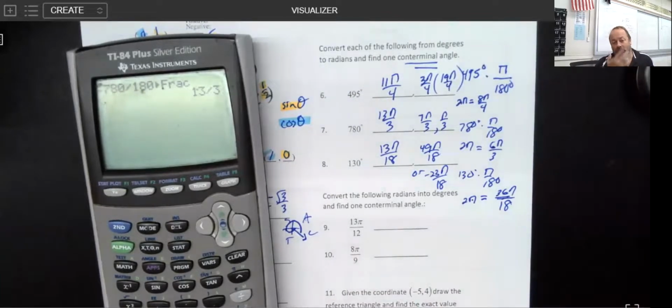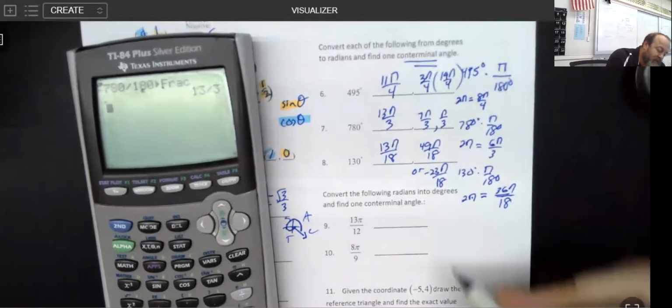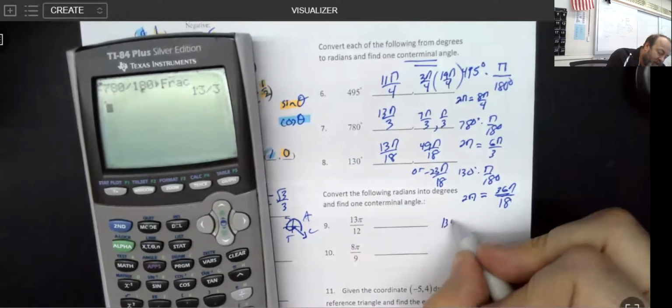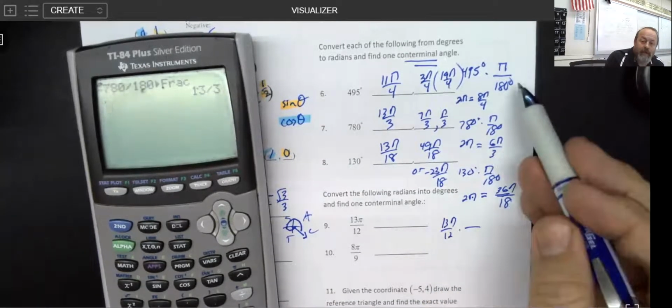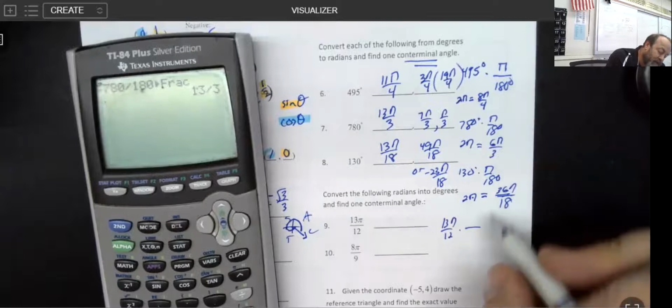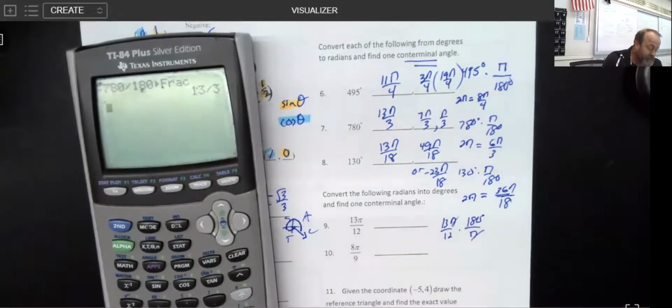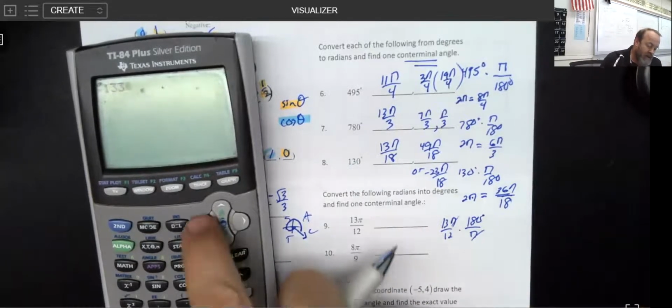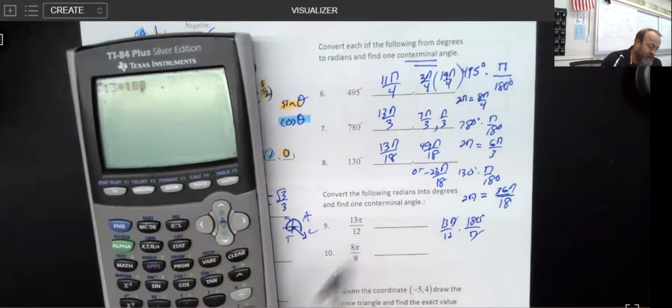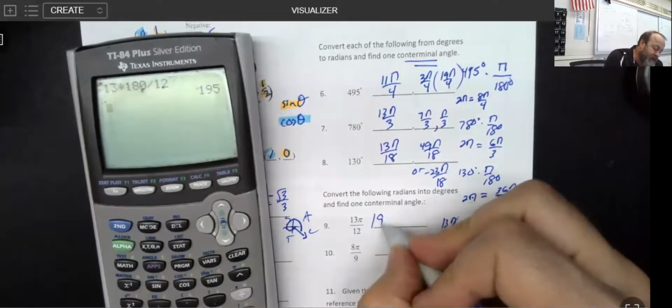Now, of course, going the other direction is pretty much the same idea. We're going to take 13 pi over 12, but instead of multiplying it by pi over 180, we're going to multiply by 180 over pi. Notice the pi's are going to cancel. And let's see, that would be 13 times 180 divided by 12. And I could do this by hand. I could think through the reduction. I'm just trying to be a little bit quick and lazy. And I've got 195 degrees, right?